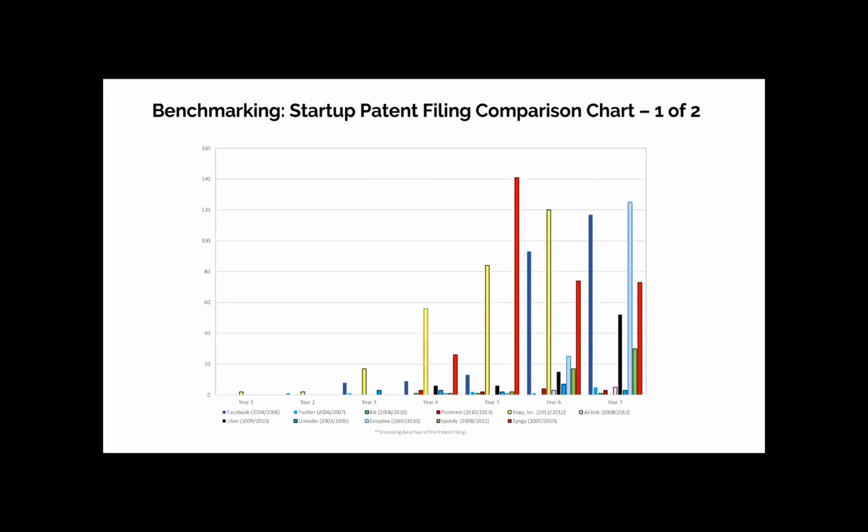But if you look at the red one, which is Zynga, you'll see founded in 2007, filed their first patent in 2010, but then very aggressively ramped up their patent program. Again, there's no wrong or right way to do it. It's just interesting to see how peer companies may have approached things. Next slide, please.